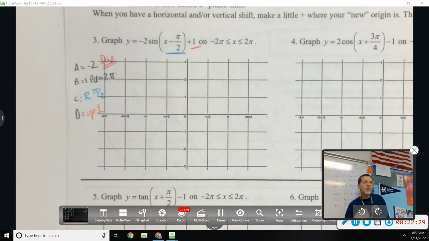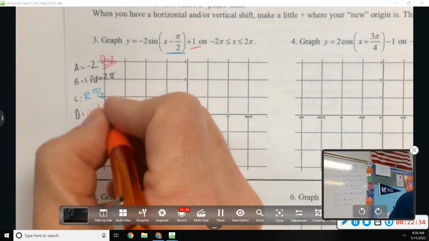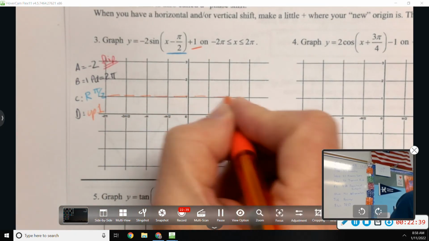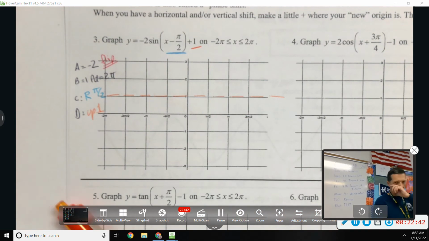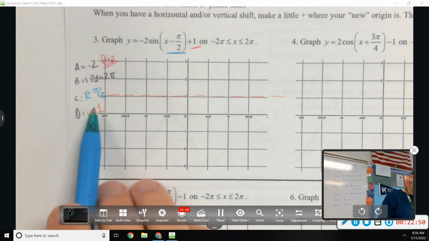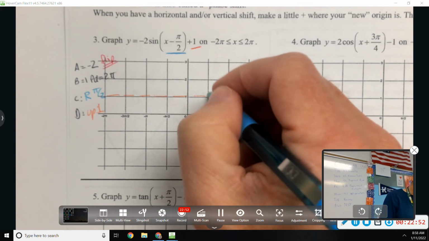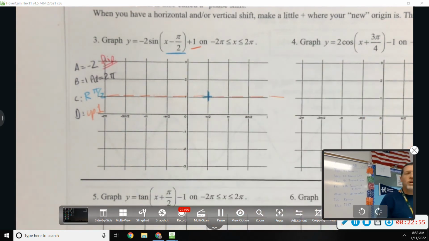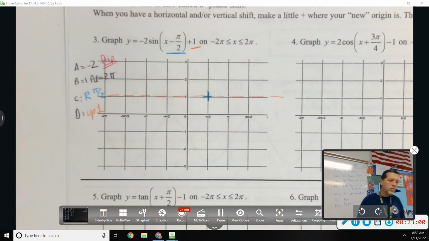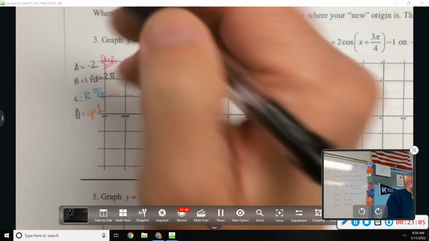So now I'm going to use these in reverse. I've got more going on in this one. I'm going to use the up 1 first, and I know that controls the midline, so I'm going to draw the midline at up 1. That's not really part of my graph, but it helps center my graph. Then I'm going to go right pi over 2. That's sort of my new origin. I like to put a little plus there because that's my new starting spot. Then down 2 from there.